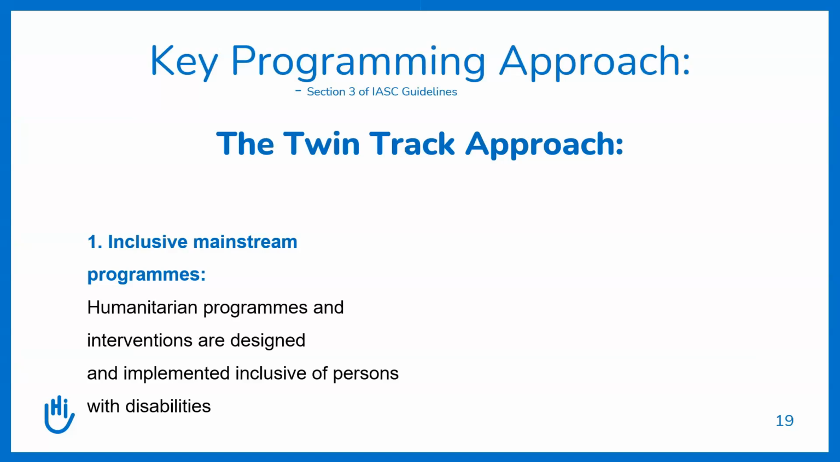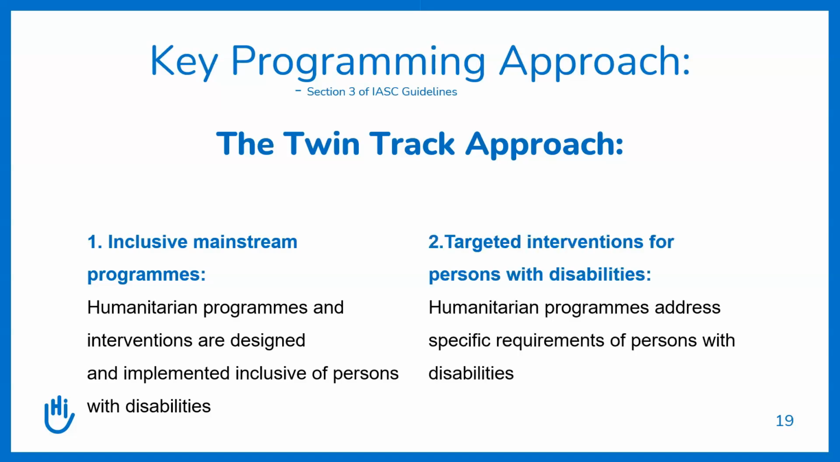One twin is inclusive mainstreaming, where humanitarian programs and interventions are designed and implemented in an inclusive manner. That is involving even persons with disability as key stakeholders and players, and also working with them through the journey. The other twin is targeted intervention, whereby we have specific programs that address the gaps that come with disability. Remember, in our circles, I said integration is good. So targeted intervention is like integration. Then inclusive mainstreaming is like inclusion itself.